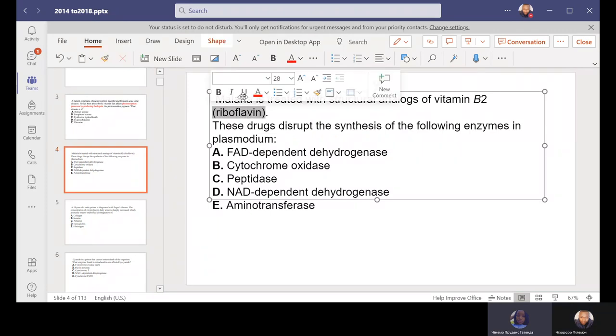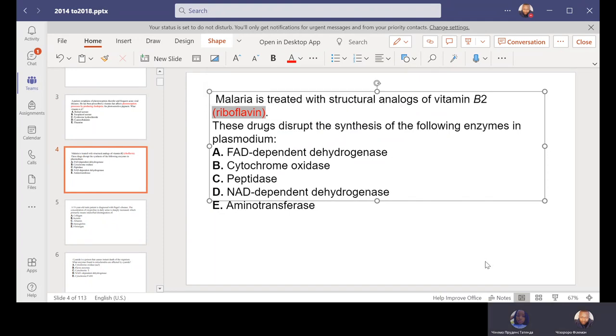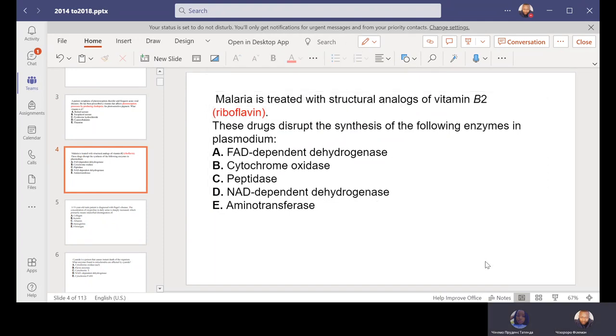Malaria is treated with structural analogs of vitamin B2, riboflavin. The drugs disrupt the synthesis of the following enzymes in Plasmodium.